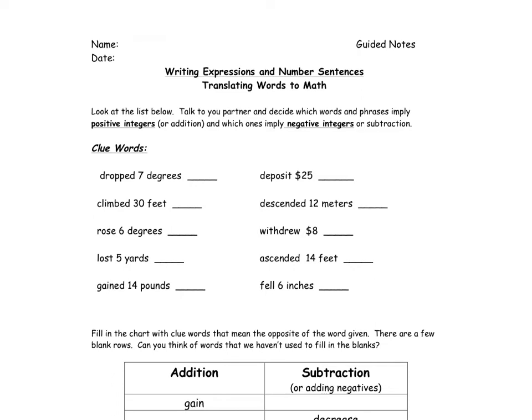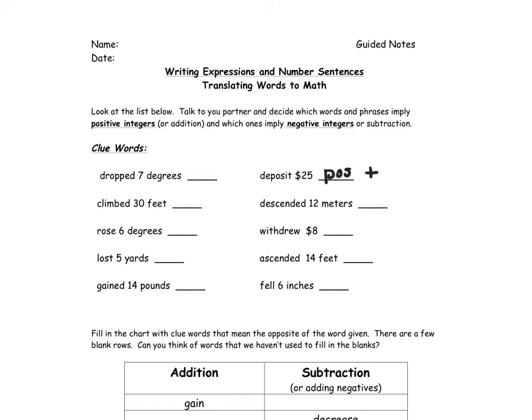So I'm going to do a few that you might not be familiar with. The word deposit. If I deposited $25 in my account, that means I'm adding it to the account. So you can either write the word positive, and we can abbreviate if you want to do that, or you can show me a plus sign. So it's going to imply. Imply means lead us to believe that when we say deposit, it means that we're adding or we're using a positive number.